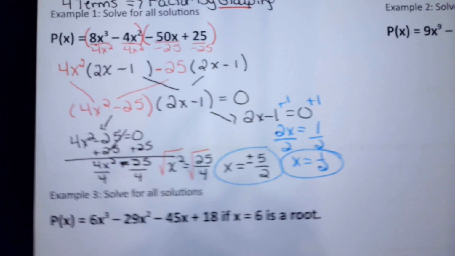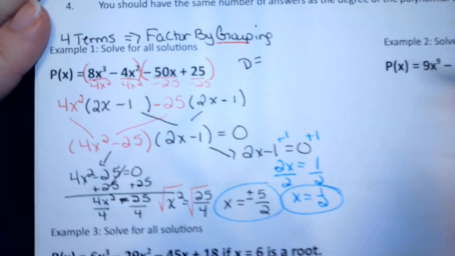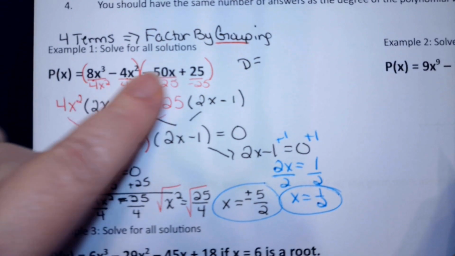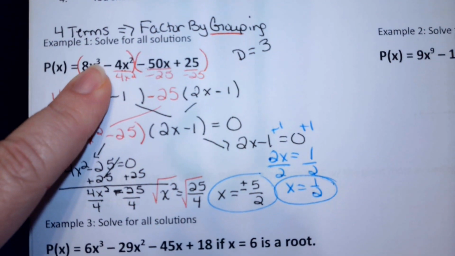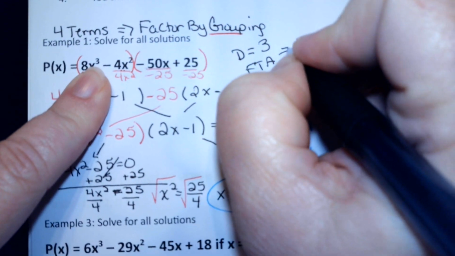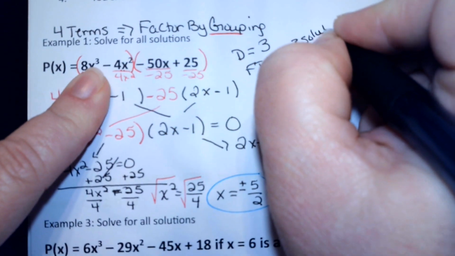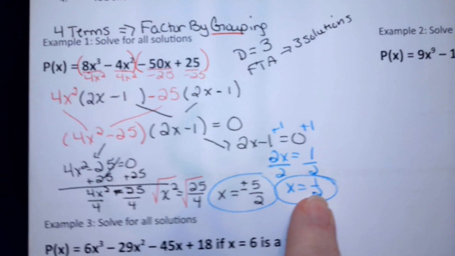Let's see if we have found all of our solutions. What is the degree of this function? Alright, the biggest exponent is 3, so the degree is 3, which means I should have 3 solutions. Okay, so again, according to the FTA, there should be 3 solutions. And I do have 3 solutions, so I know I've solved this correctly.